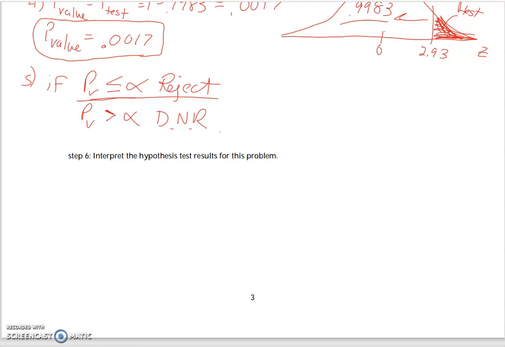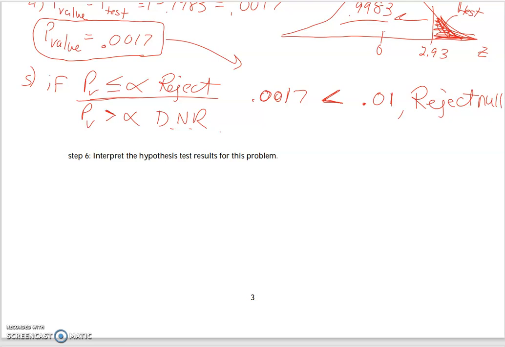So let's look at what we have now. Our p-value is 0.0017. And remember, the alpha we were using in this case was 1%, 0.01. So look at this, 0.0017 is certainly less than 0.01, right? Because you have an extra 0 in here. So this definitely is a case where you're going to reject the null.